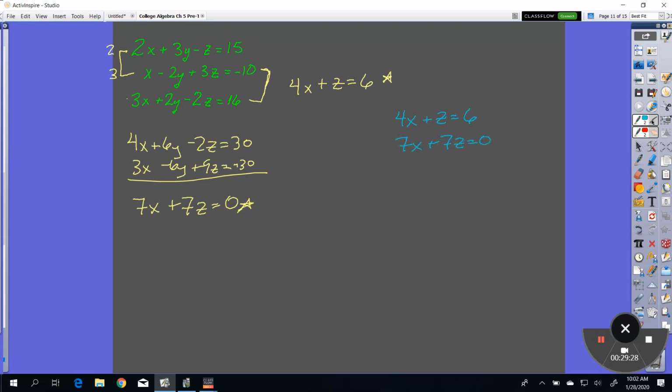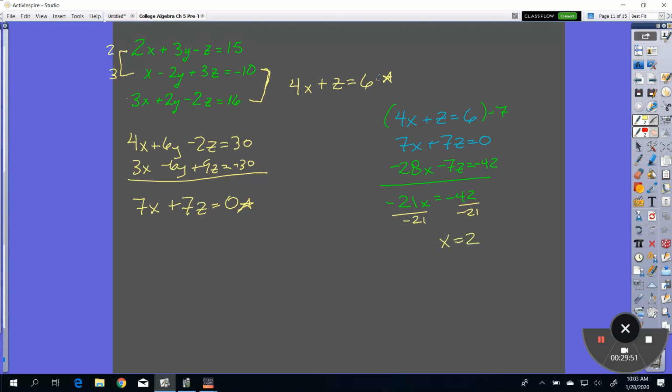So I'm going to multiply the top one by negative 7 so that the z's go away. So I get negative 28x minus 7z equals negative 42. So that makes 21x equals negative 42. Divide by negative 21, divide by negative 21, and x equals 2.